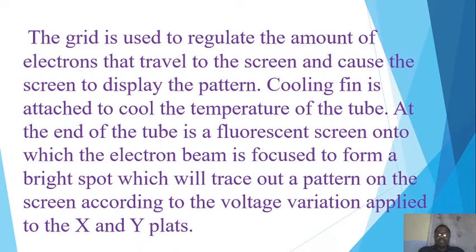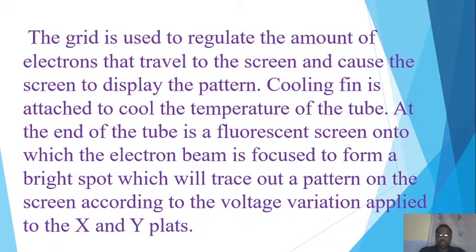So now at the end of the tube is the fluorescent screen, onto which the electron beam is focused to form a bright spot, which will trace out a pattern on the screen according to the voltage variation applied to the X and Y plates. So you see the pattern. The pattern of the voltage and the current, they follow a sinusoidal pattern, showing that they vary periodically with time. So that is the operation of the cathode ray oscilloscope. So you just know it's the same thermionic emission.